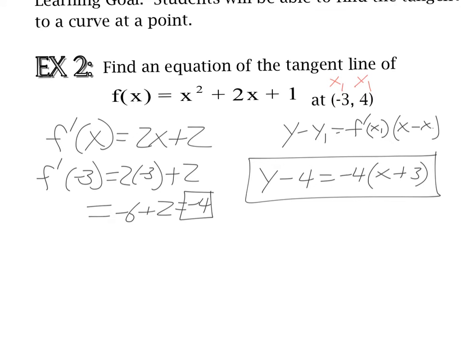Okay, again, they give you the x1 and the y1, so that's easy. That's why I put a minus 4 here and a plus 3 here, because I'm going to do a double negative, so that's why that's a plus 3. Then I just take the derivative of the problem, and I get 2x plus 2, plug in a negative 3, and I get negative 4 for my slope. So I plug in the negative 4 there. That's all there is to it.